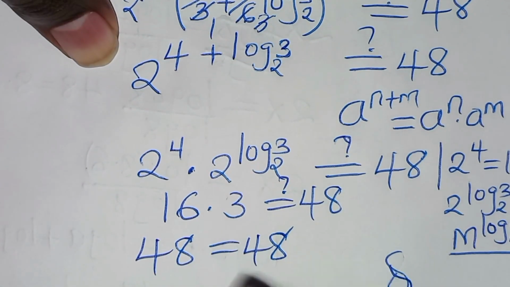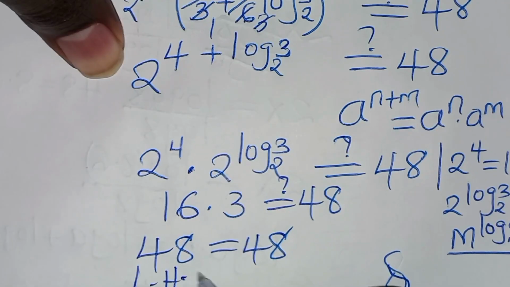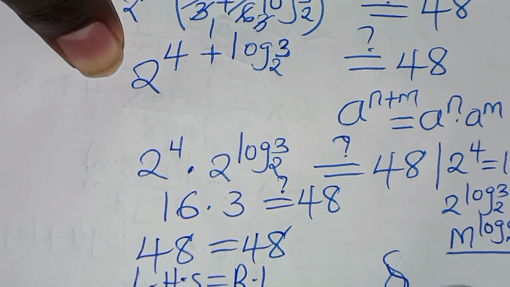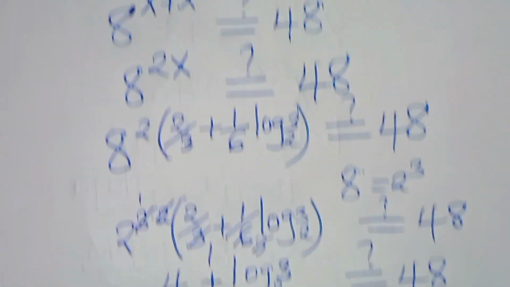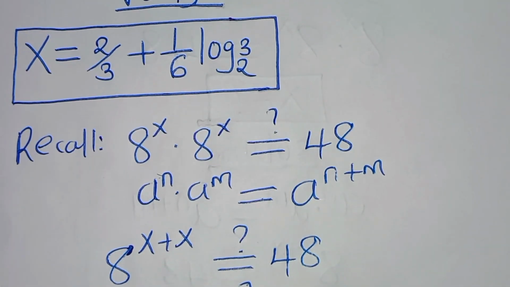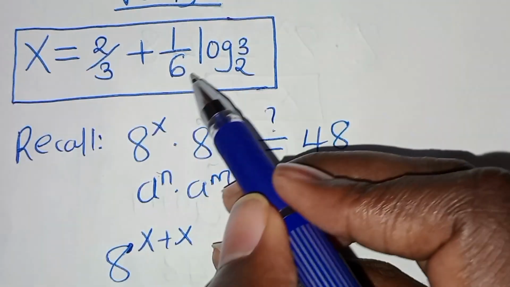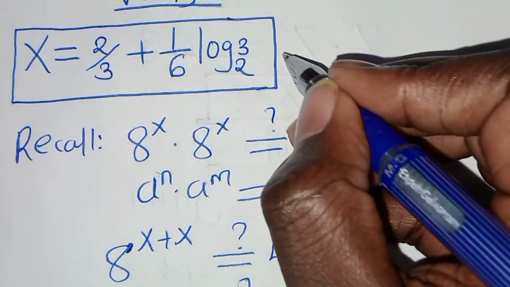And this implies that the left hand side is equal to the right hand side. And this implies that x is equal to 2 over 3 plus 1 over 6 log 3 to base 2 satisfies the equation.